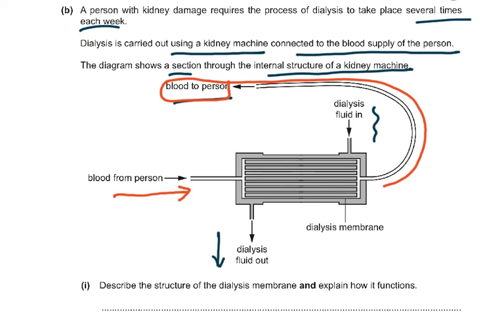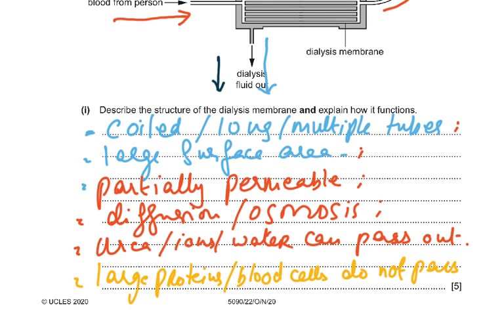And the dialysis fluid is going to flow out here, and the dialysis fluid is going to flow in. It's sort of against the current. If the blood is entering from one side, the dialysis fluid is entering from the other side. Now, the structure of the dialysis membrane: it's very coiled and long and has multiple tubes, so it has a larger surface area. It's partially permeable, through which diffusion and osmosis can take place. Urea, ions and water can pass out, and large proteins and blood cells do not pass out. Basically, dialysis is to remove the urea from the blood of the person whose kidneys are not functioning.